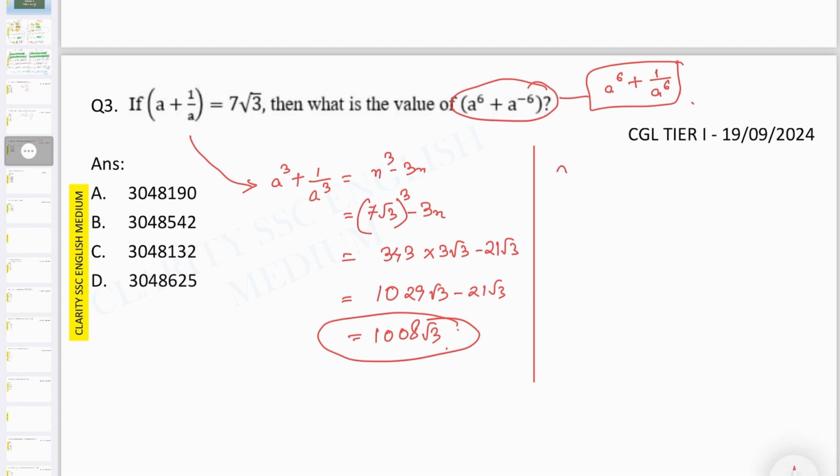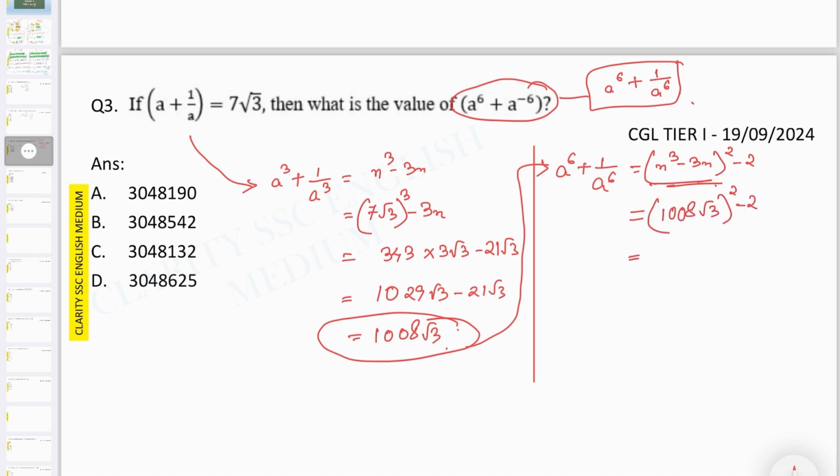Once we find this number, we can get the value of a to the power 6 plus 1 by a to the power 6. It's nothing but the square of this minus 2. I've already told you the rest are deductions. If we know the formula of the square and the cube, what's the formula? n cube minus 3n whole square minus 2. What is this? This is nothing but 1008 root 3 whole square minus 2.